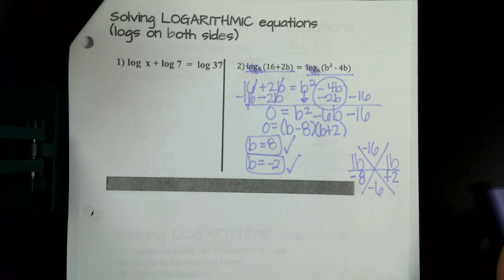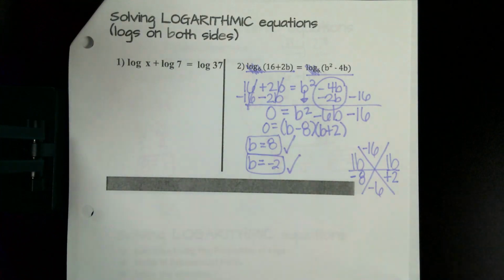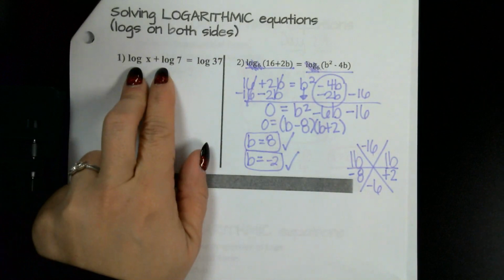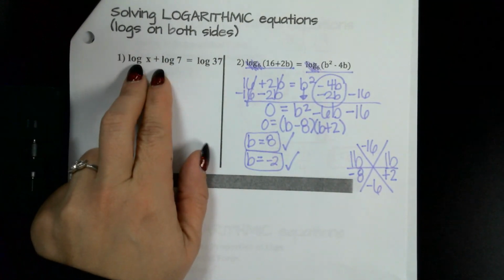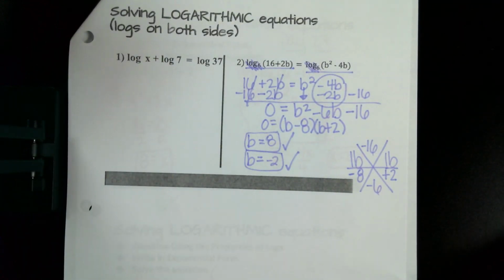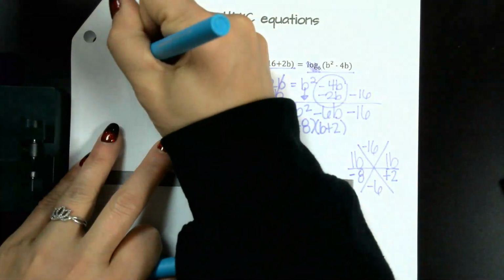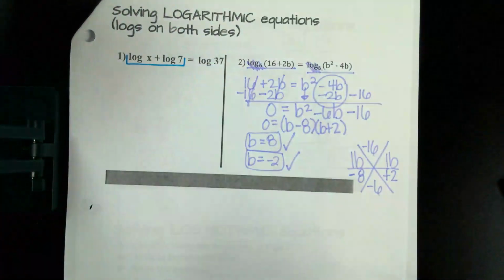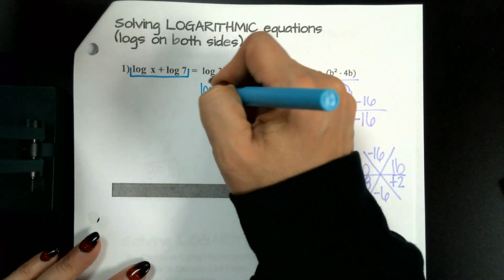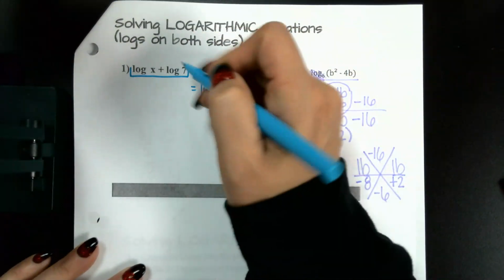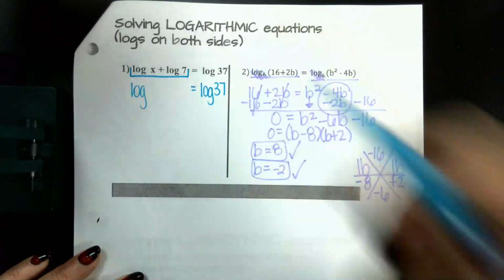Now the difference between number 2 and number 1: number 2 only had 1 log per side. What do you notice on number 1? Don't you have 2 logs over here? And when there's 2 of them, don't we have to condense it to 1? Okay, so let's condense this. We're not going to do anything with the right side because the right side is just 1 single log anyway. But how do I condense those?